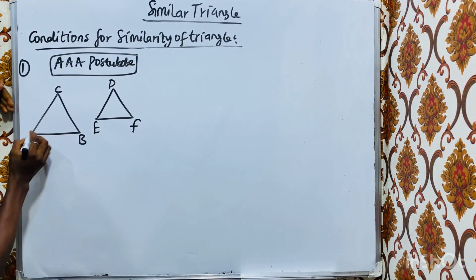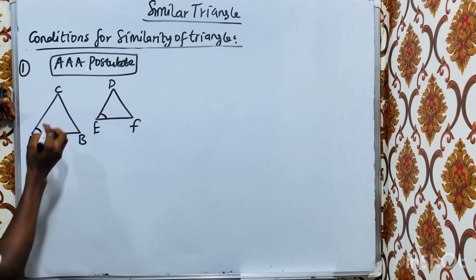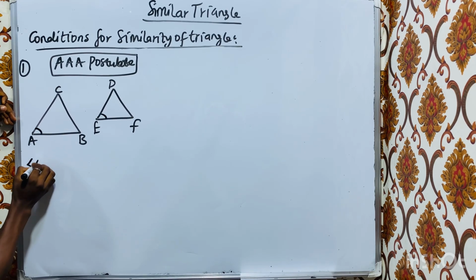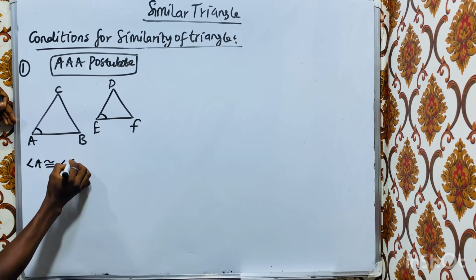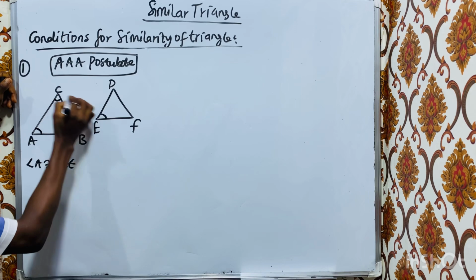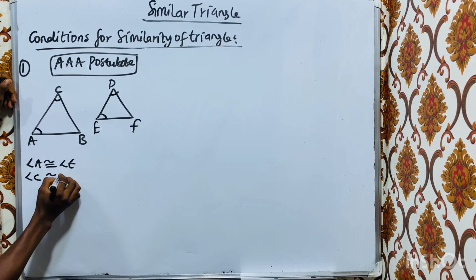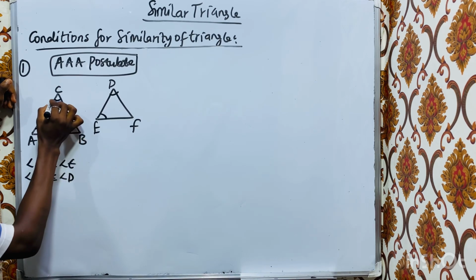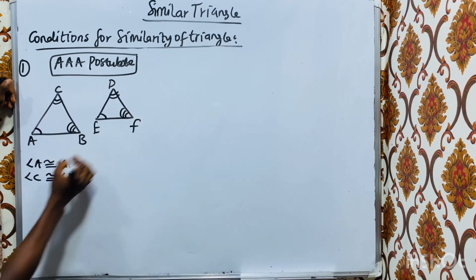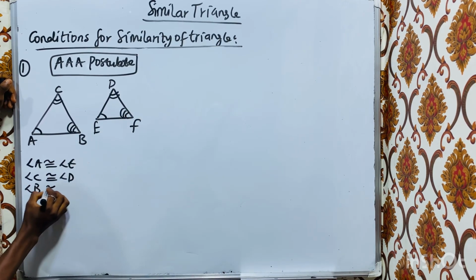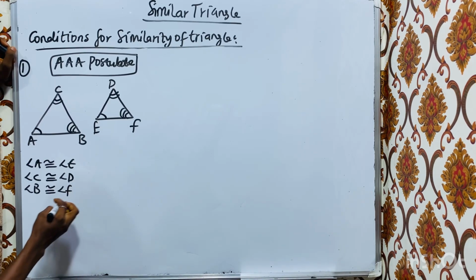So, this angle and this angle must be equal. Okay, let me write it here. Angle A must be congruent to angle E. Congruent means equal, right? And angle C must be congruent to angle D, and angle B must be congruent to angle F, to show that they are similar.